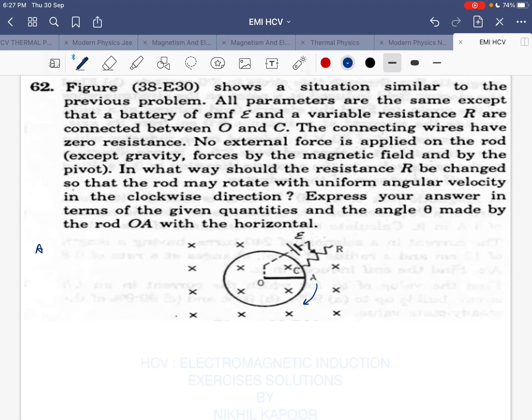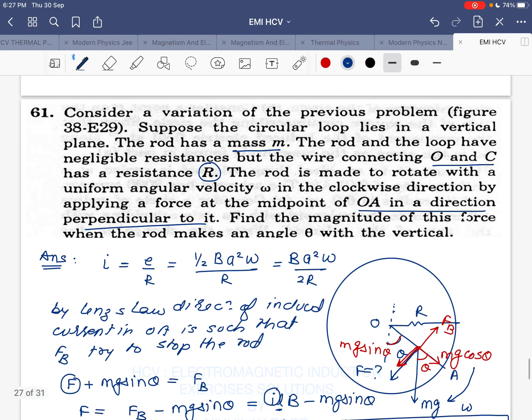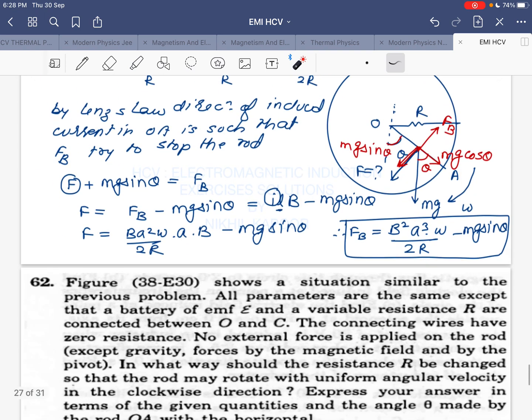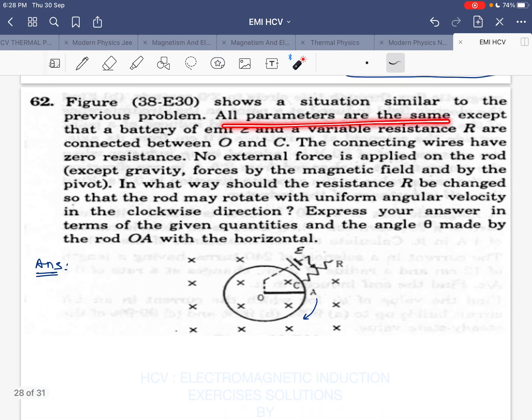Let's start with the 60-second example, and they said that the figure shows a situation similar to the previous problem. As you can see, the situation is the same as the previous problem. The only change is that this resistance is a variable resistance, and all other parameters are the same, except that a battery E is being connected.